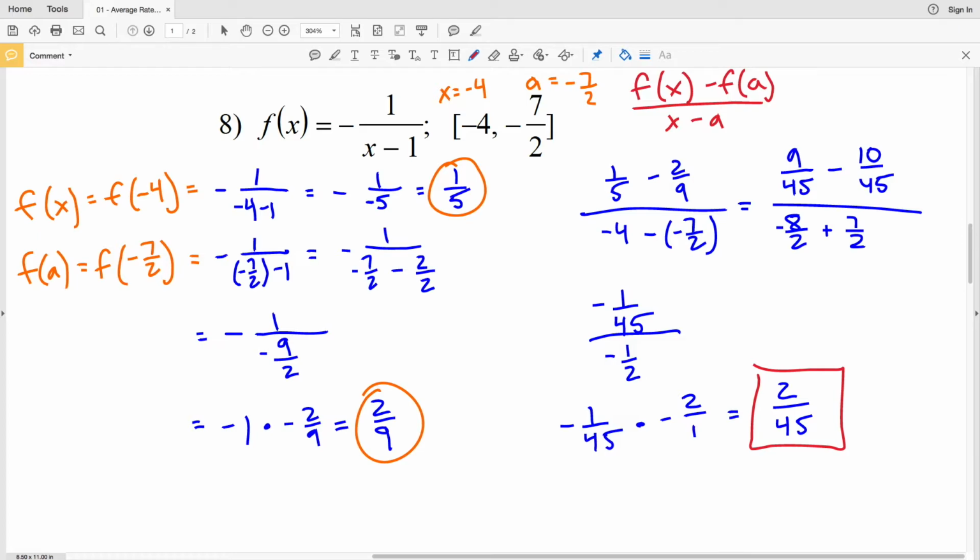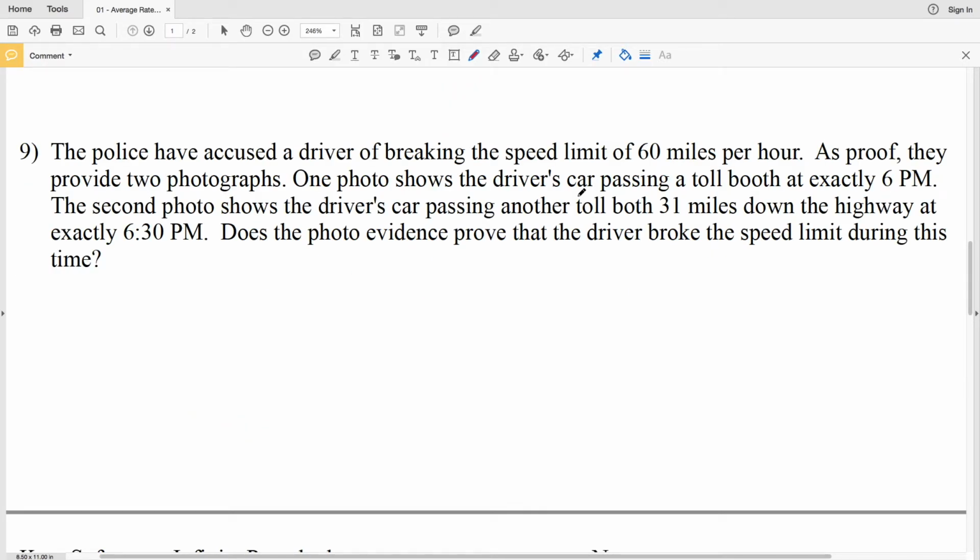Let's move on to the last problem of our average rates of change worksheet, number 9. It says that the police have accused the driver of breaking the speed limit of 60 miles per hour. As proof, they provide 2 photographs. One photo shows the driver's car passing a toll booth at exactly 6 p.m. The second photo shows the driver's car passing another toll booth, which was down the highway, at exactly 6:30 p.m. Does the photo evidence prove that the driver broke the speed limit during this time?